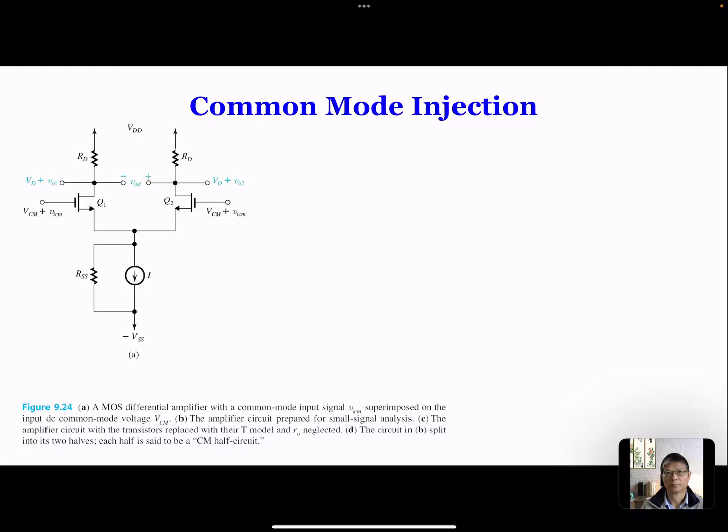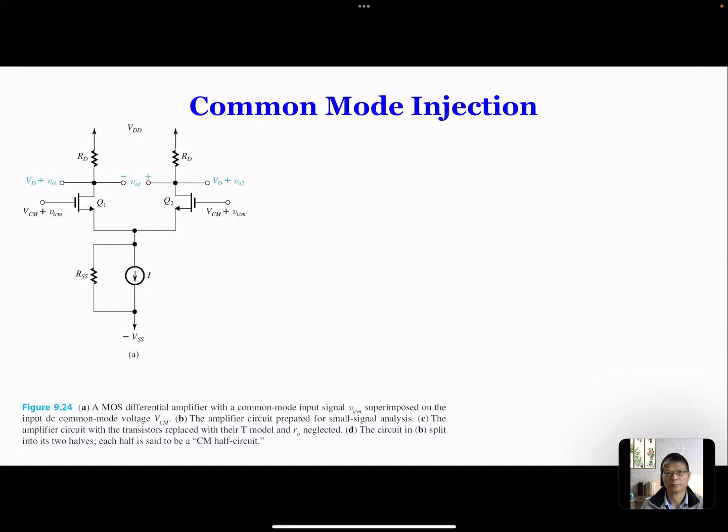Now we know that a current source comes with output resistance. That output resistance is typically the RO of this MOSFET. So, to represent the RO, we put an RSS in parallel with it. So this is the DC circuit. Now think about this DC circuit.